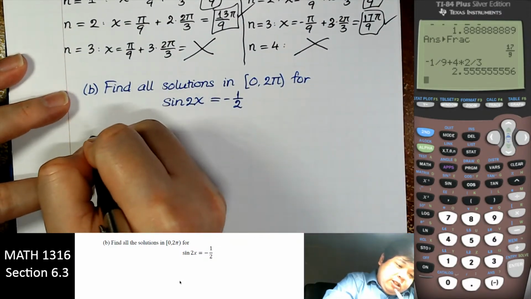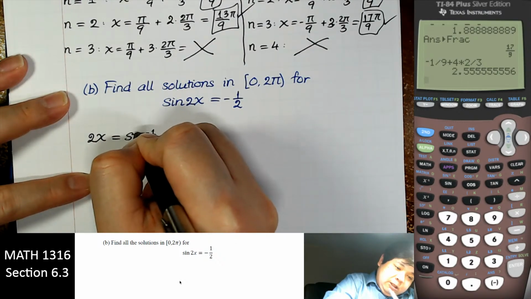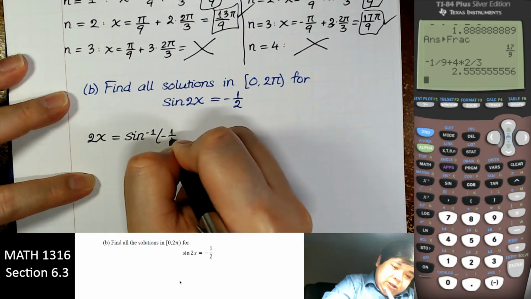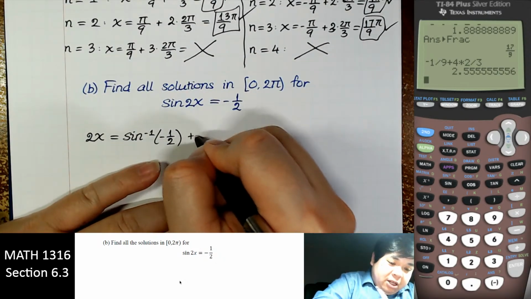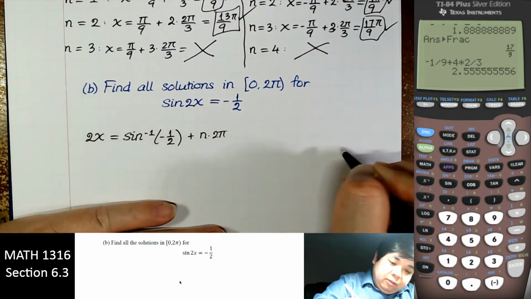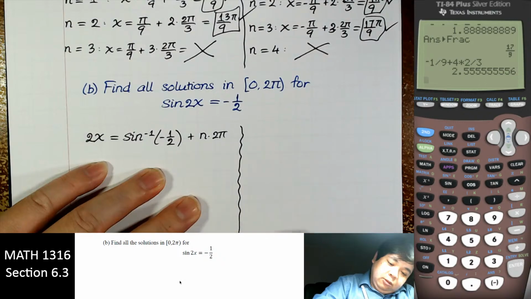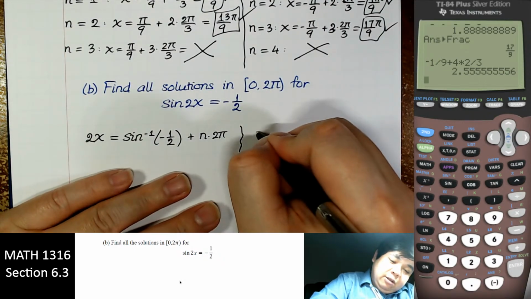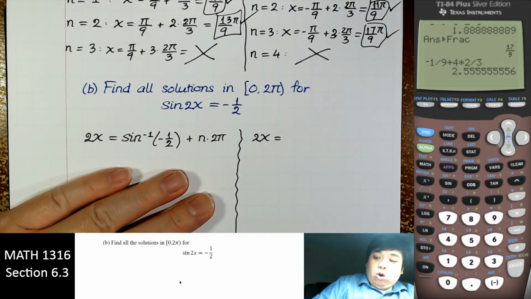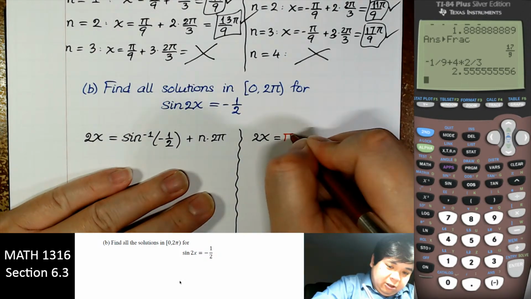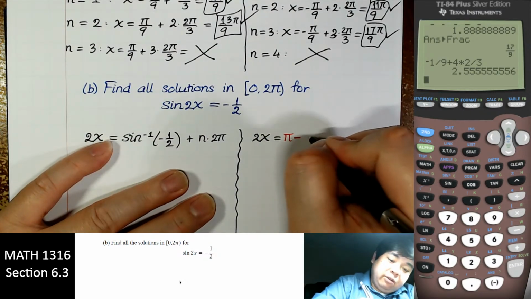So we start with 2x equal to sine inverse. Because here we just have the sine, so we're just going to use that, plus n times 2 pi. And then for sine, there will also be the supplement to the sine inverse.